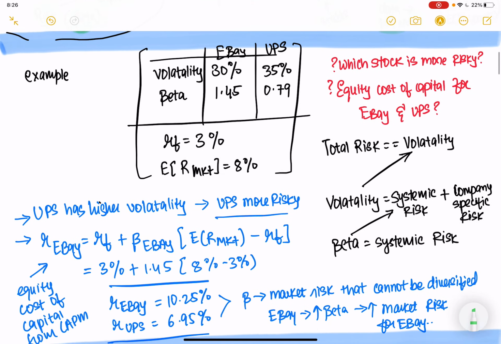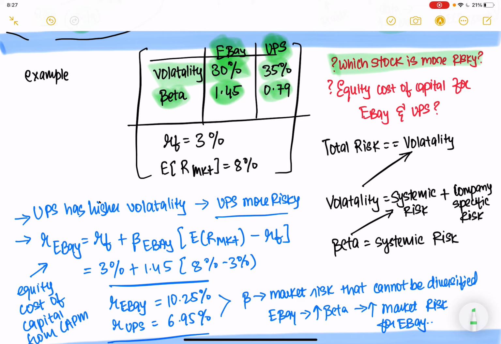All right, so let's take an example to make it all concrete. Let's say we have eBay and UPS, and we want to find out which stock is riskier, eBay or UPS. We know from historical data that the volatility of eBay is 30% and UPS is 35%. And the beta of eBay, which we covered in previous videos, is 1.45 and UPS is 0.79. So the question is, which stock is riskier? What would you say?